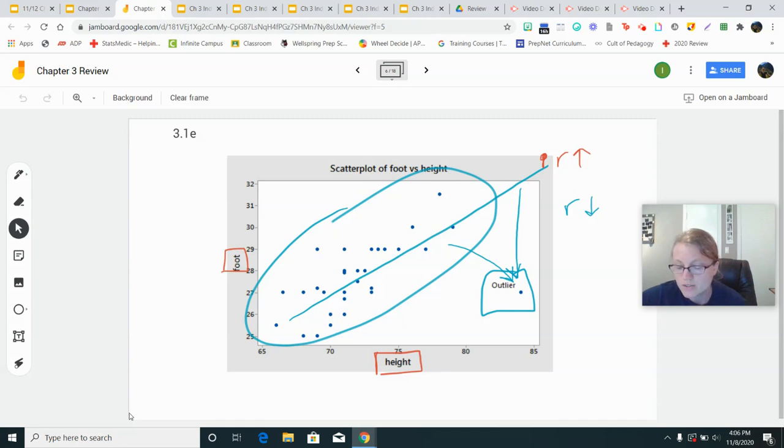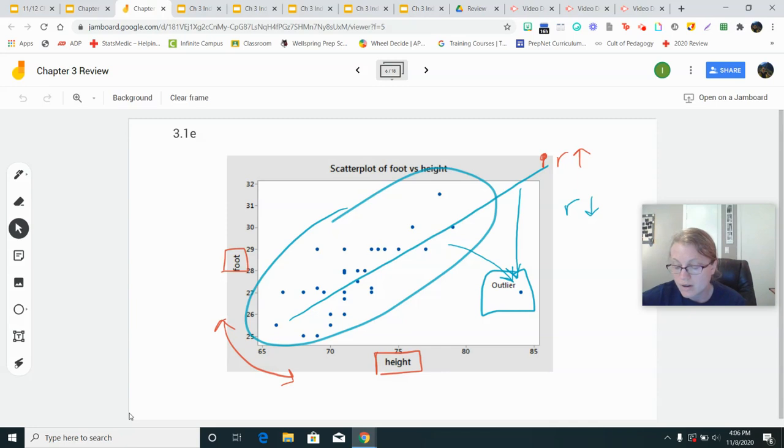So if I switch these two things, if I put foot size on the X and height on the Y, that's not going to affect my R value because, again, R is all about the spacing of the dots. So if I switch those, the dots aren't going to be any further apart because it's still the same data values, just reorientated on the other axes.